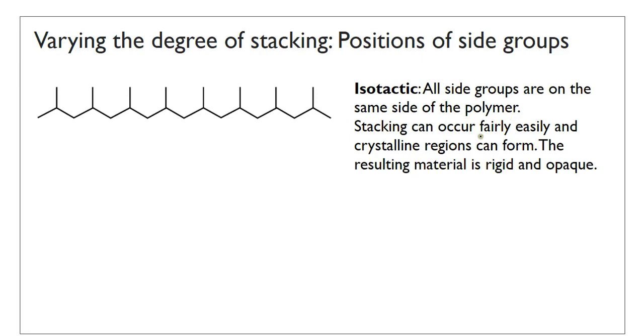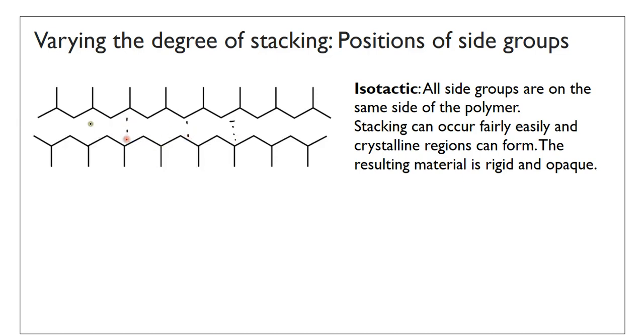Stacking can occur fairly easily if the polymer is isotactic, because you can stack this chain and the one below it quite closely to each other. You can form dispersion forces between them. So you can create a material that is fairly rigid and opaque because of close stacking. So isotactic is a way to achieve crystalline regions in your polymer.